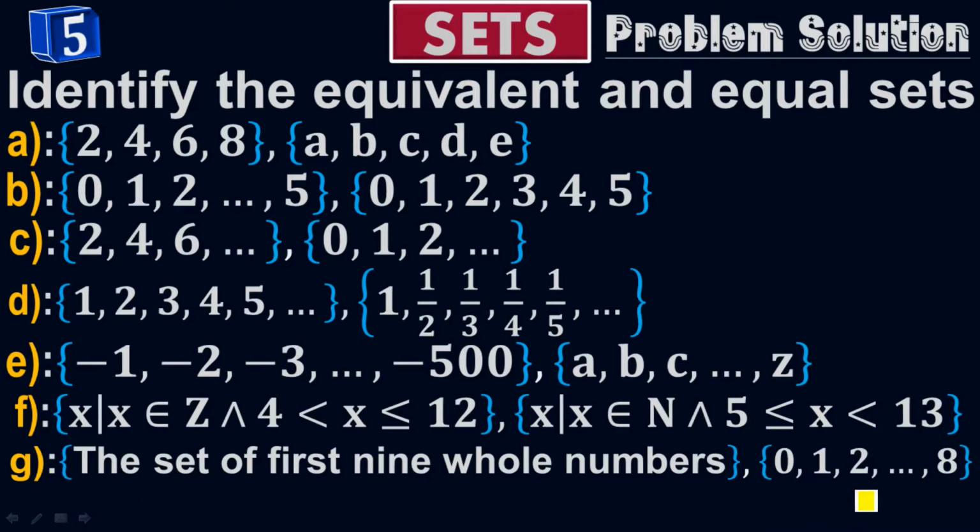Similarly, in G, we have two pairs. One set is the set of first 9 whole numbers. Second set is from 0 up to 8. So we're going to identify the equivalent and equal sets. Which are the equivalent sets and which are the equal sets? So let me check one by one.